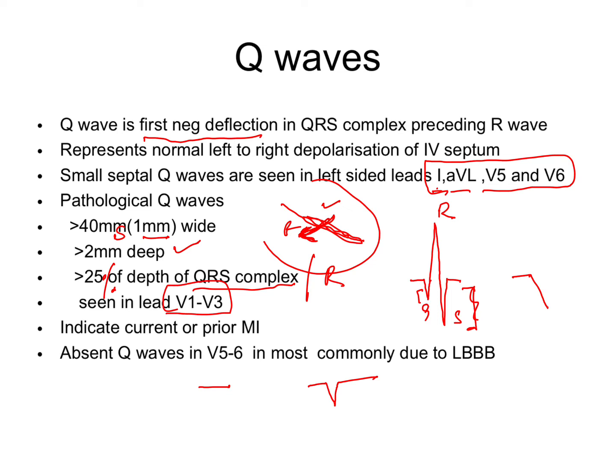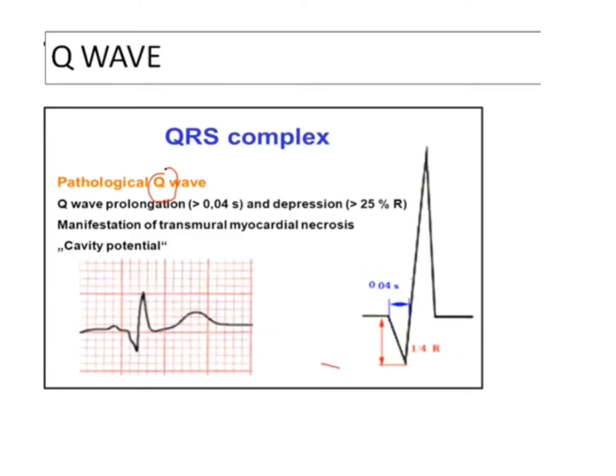Presence of pathological Q waves indicates current MI or prior myocardial infarction. Regarding absent Q waves, as we said, small Q waves are seen in the left sided leads, that is lead 1, aVL, V5 and V6. If they are absent in V5 and V6, we should think of left bundle branch block. So in this picture we can see that the width of this Q wave is more than 0.04 second or 40 milliseconds, or more than one small square, so we call it a pathological Q wave.